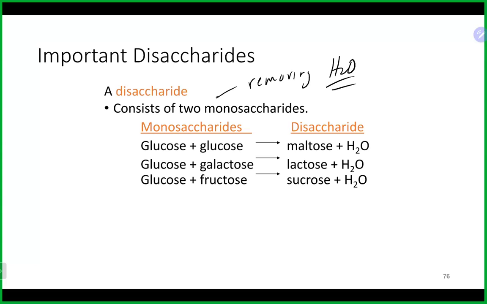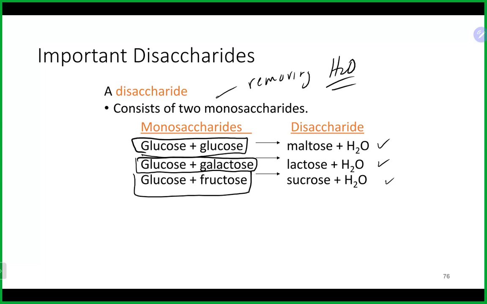These are three disaccharides that you do need to know. We're going to look at each of them separately in just a second. You do need to know all three of these: maltose, lactose, and sucrose. More importantly, you need to know the monosaccharides that make each of those up. For example, maltose is made up of two glucose molecules. Take water out of those two glucose molecules and stick them together. Lactose is made from a glucose molecule and a galactose molecule. And sucrose is made from a glucose and a fructose molecule.